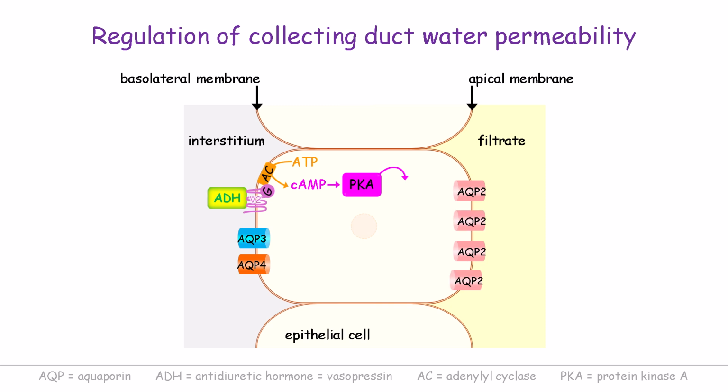The more aquaporin II channels that are inserted, the greater the water permeability of the collecting duct. As a result, water is drawn from the filtrate into the epithelial cells through aquaporin II on the apical side, then exits into the interstitium through aquaporin III and IV on the basolateral side, completing the process of water reabsorption.